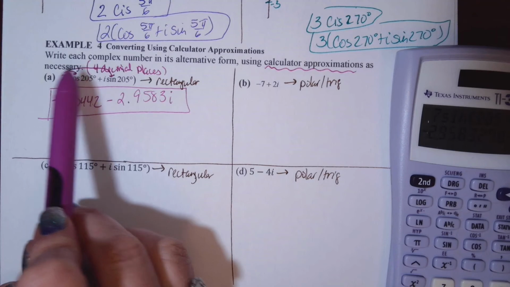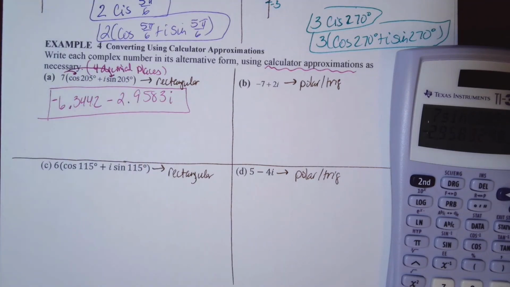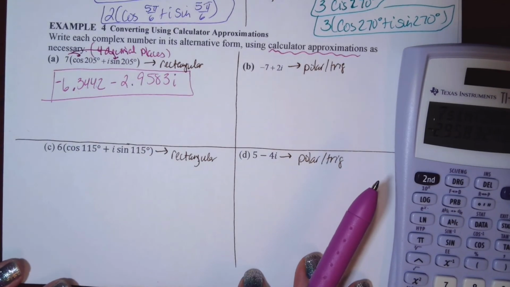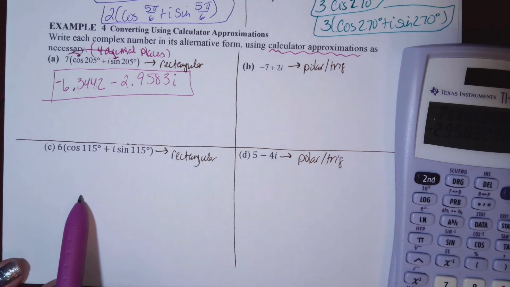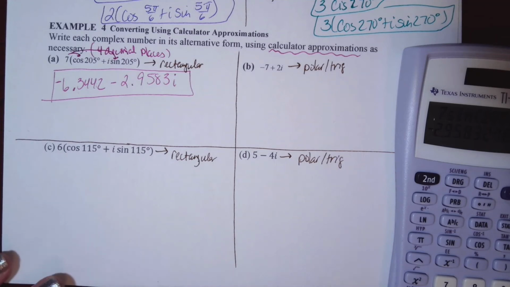Don't forget to distribute your value for the modulus, your R value. Go ahead and do C. Pause, make sure we're still in degrees, so your mode is still correct.